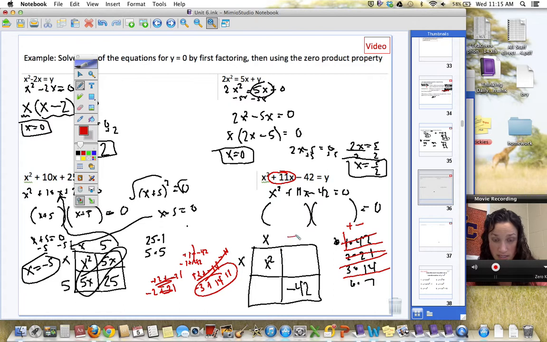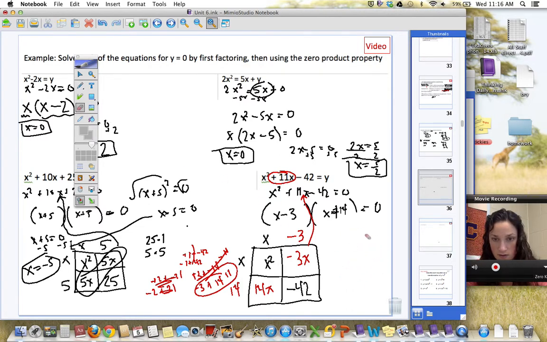So I want here to be a negative 3 and a 14, because here I'm going to get negative 3x, and I'm going to get 14x. 14x minus 3x gives me that 11x. So that gives me that final answer of x minus 3 and x plus 14. So then I'm going to now erase this. Then I'm just going to plug it back in. They both are set equal to 0. X minus 3 equals 0. X can be 3. X plus 14 can be 0. So x can be negative 14. There would be my 2 here.